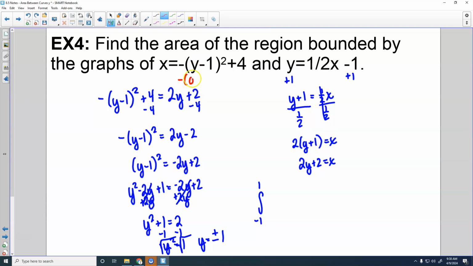So if I've got negative 0 minus 1 squared plus 4, that's going to give me negative 1 plus 4, which will give me 3. So if I plug in 0, I get 3 right here. If I do 1/2 times 0 minus 1, I get negative 1. Which number's bigger? The 3. So that means that this one should be on my right.